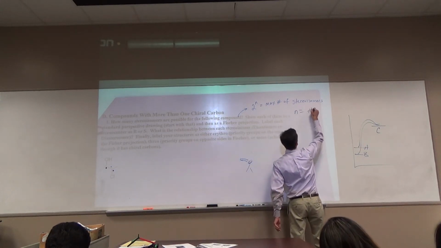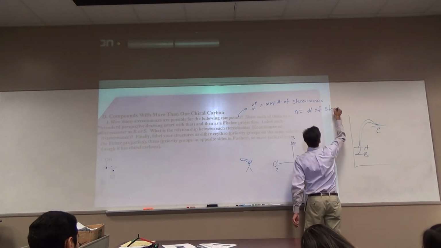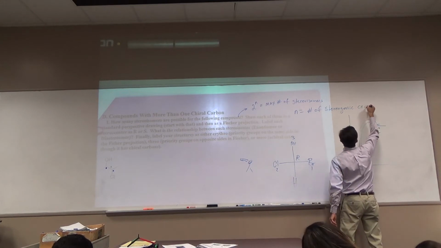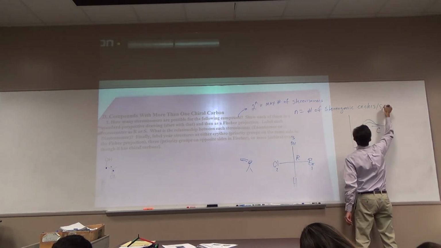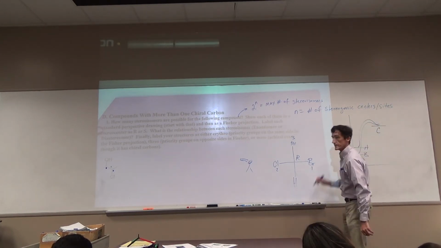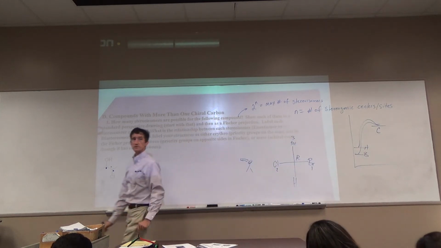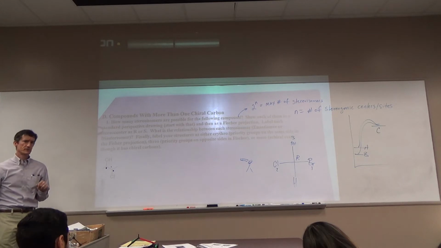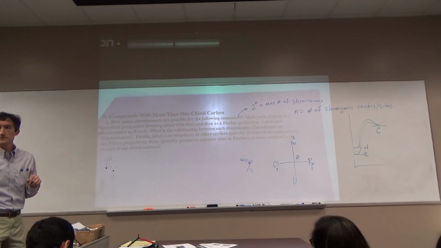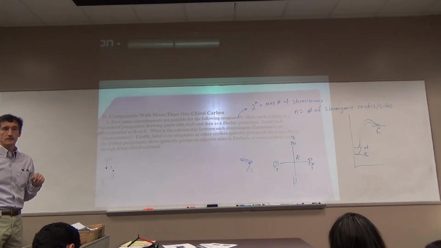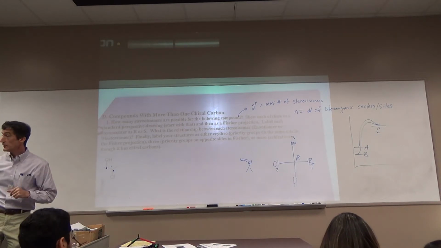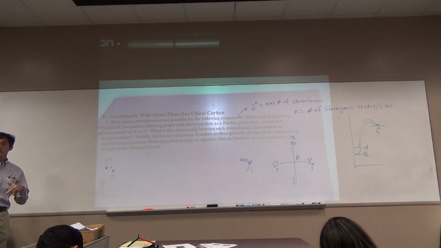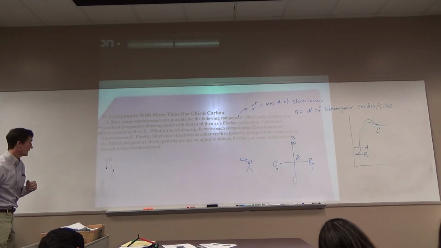N equals the number of stereogenic centers or sites. An example of a stereogenic center or site is a chiral carbon. Are there any other stereogenic centers or sites? Yes, an alkene can be stereogenic. Not all alkenes, but some can. Right?